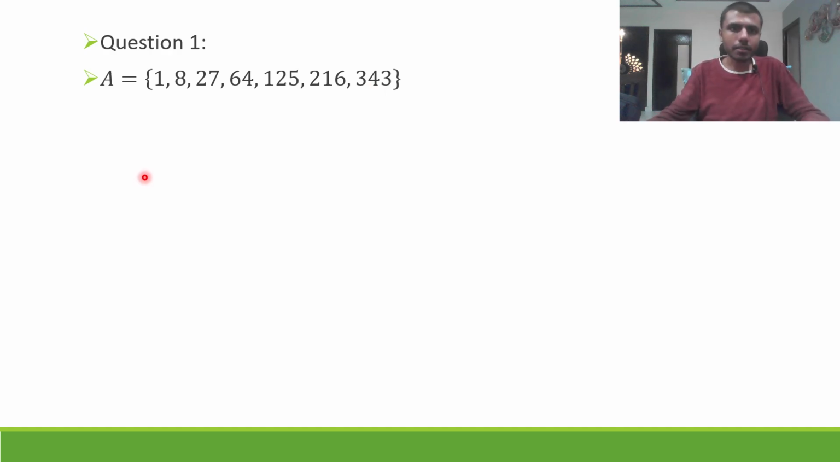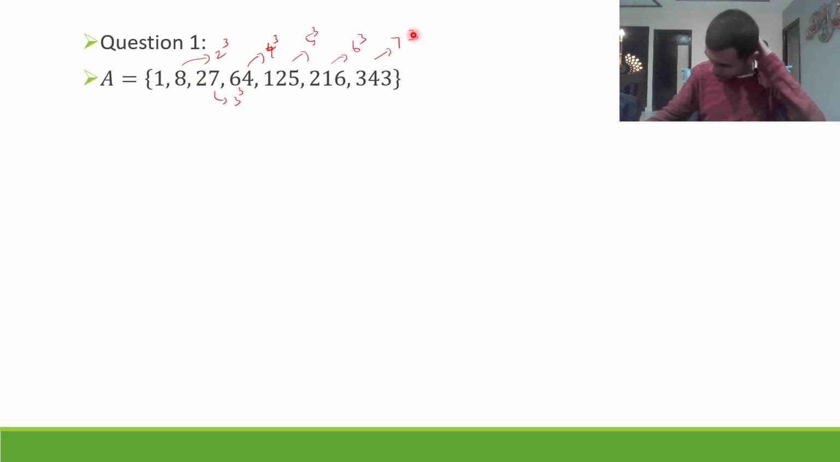Okay, now here is the answer. Here, what is the single common property? To write it in set builder form, I need to get the single common property. Okay, so I can write it like 8 is 2 cube, 27 is 3 cube, 64 is 4 cube, 125 is 5 cube, 6 cube, 7 cube. So 1 cube, 2 cube, 3 cube till 7 cube.